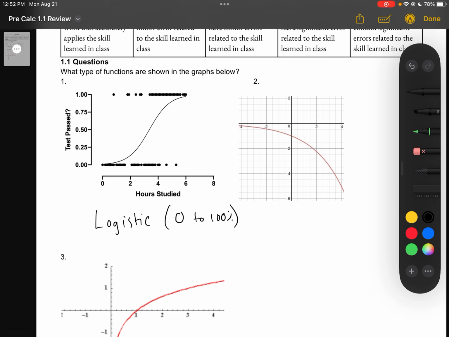For our second one, this is where it gets a little bit tricky for us. We want to identify where we see some asymptotes coming in. So it looks like we're getting really close to 0, but we're never actually quite touching 0. So we see an asymptote on the x-axis. So what we can do is take a look through our notes and see which functions have that. And it looks like this is a good match for an exponential function.